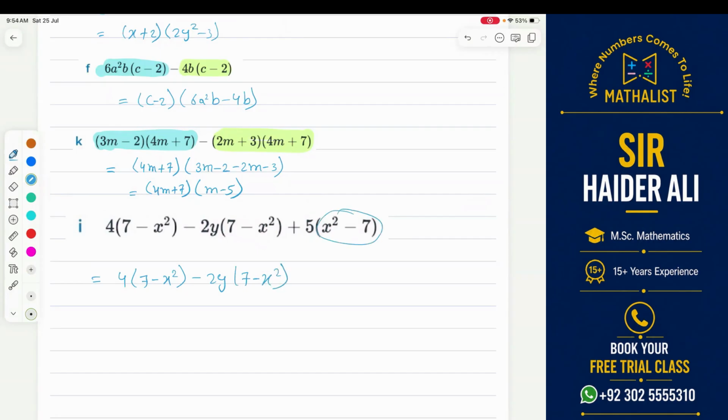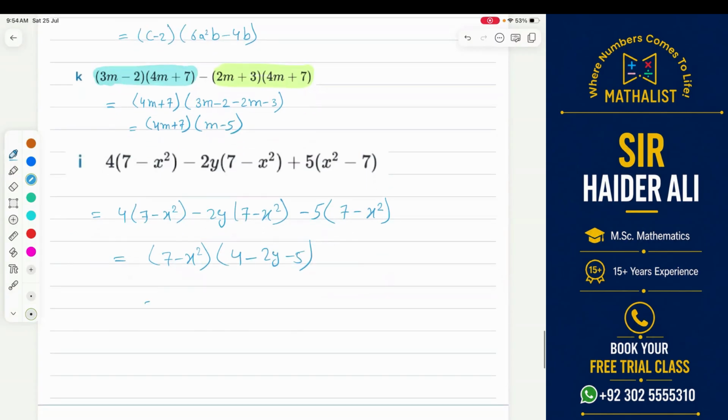For this one, I will take minus common from these two terms. When I take the minus common, 7 becomes positive from negative and x square becomes negative from positive. And this minus is right outside. My main purpose is complete. I make the same pair in all terms. And what is the same pair? That is 7 minus x square. Write it common: 4 minus 2y minus 5. And further now, I will solve the terms that can be solved. It will be minus 1 minus 2y. It is the answer.